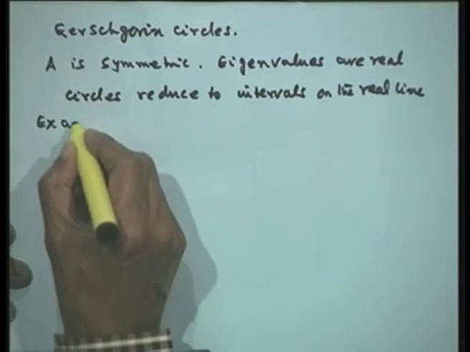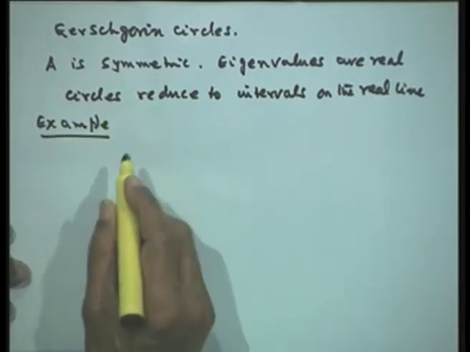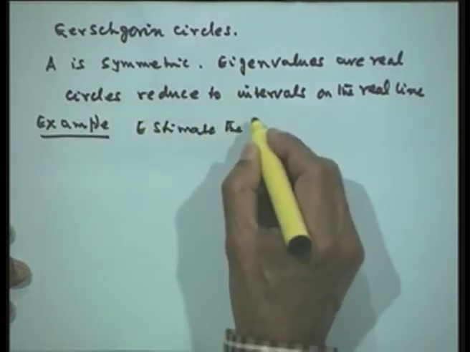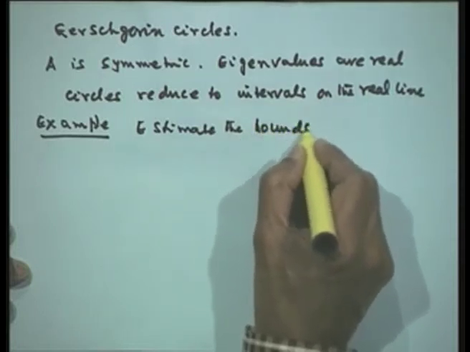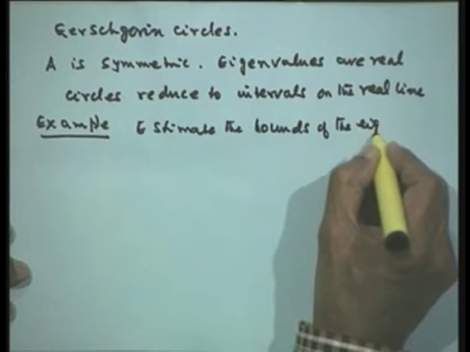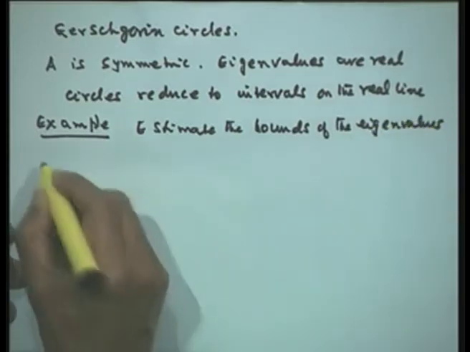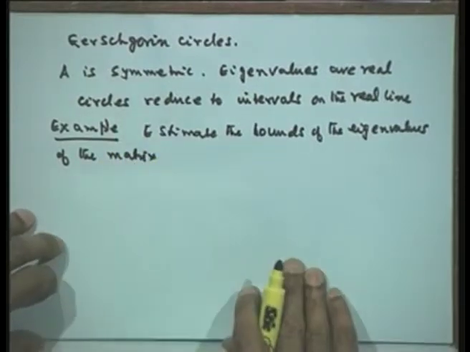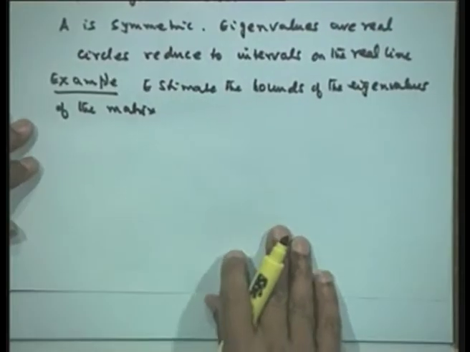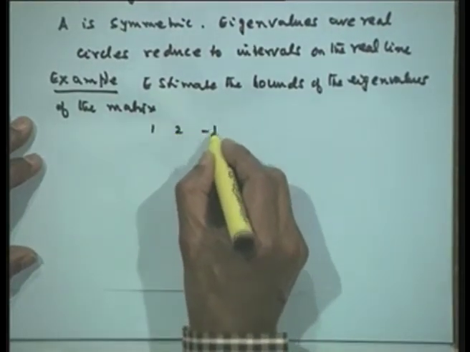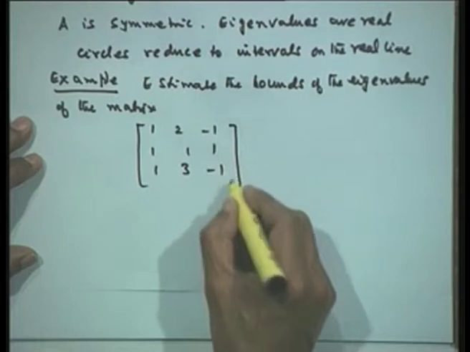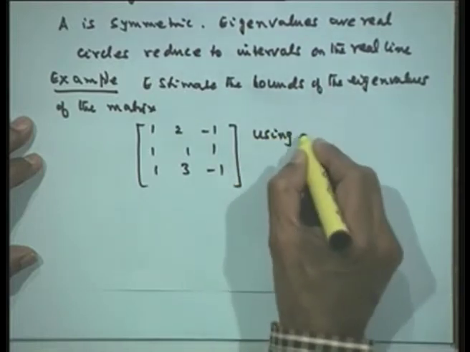Now, let us take an example of this, to see how we are going to find these Gershgorin circles. Estimate the bounds of the eigenvalues of the matrix 1 2 minus 1, 1 1 1, 1 3 minus 1, using Gershgorin bounds.